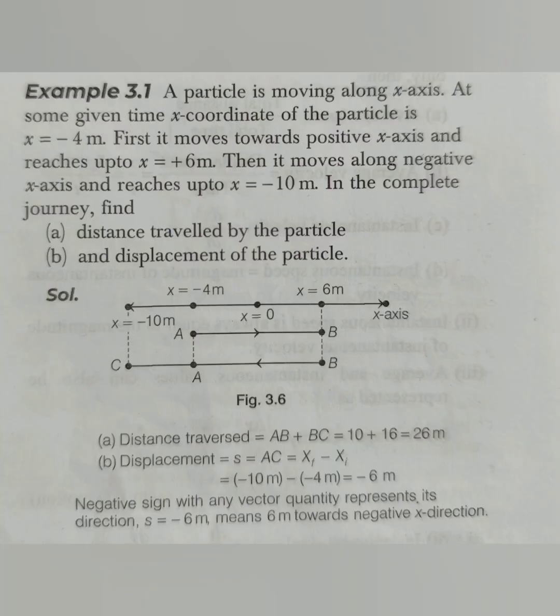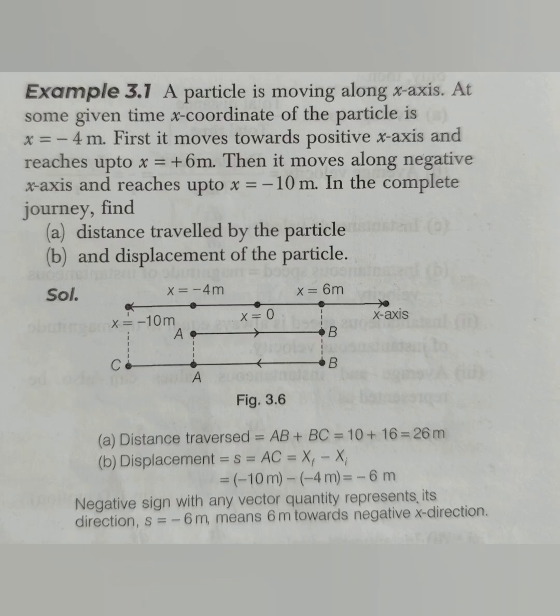Let's solve this problem. The problem says a particle is moving along the x-axis. At some given time, the x coordinate of the particle is x equal to minus 4 m. First it moves towards the positive x-axis and reaches up to x equal to plus 6 meter. Then it moves along the negative x-axis and reaches up to x equal to minus 10 meter. In the complete journey, find the distance traveled by the particle and the displacement of the particle.